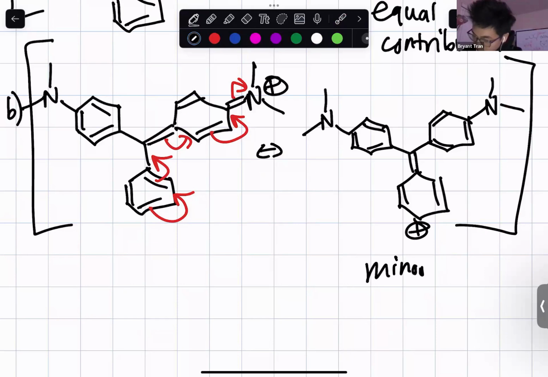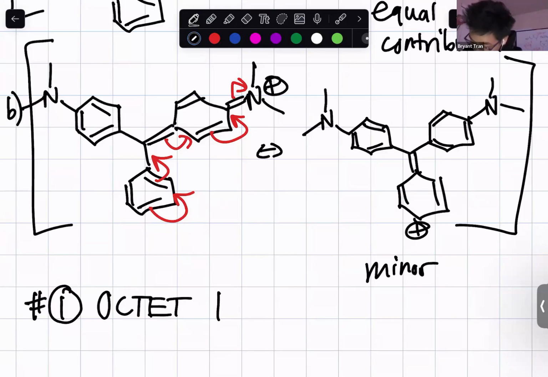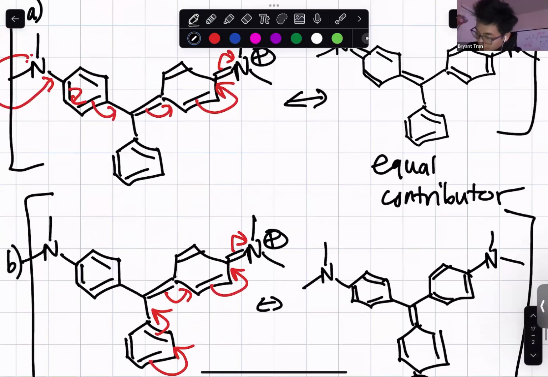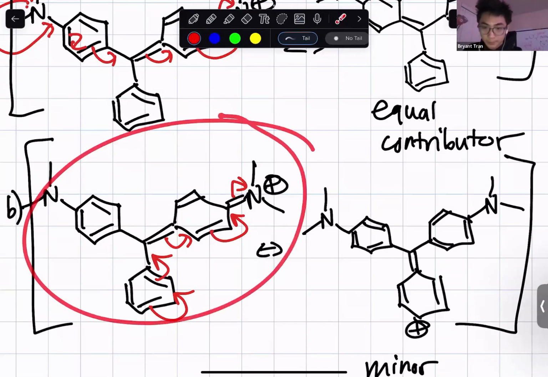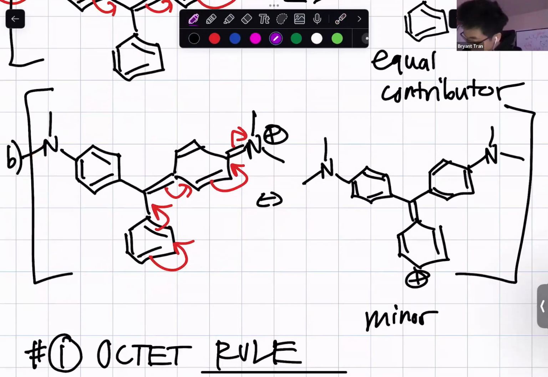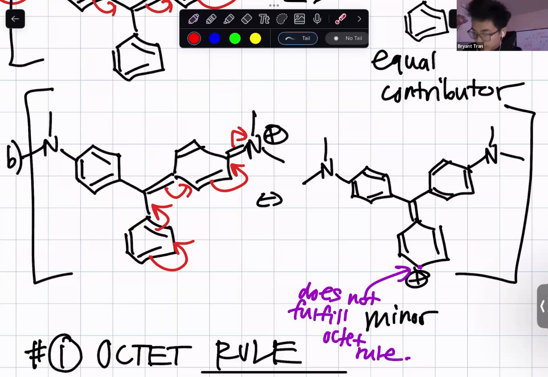This is the minor resonance contributor, because the most important factor that determines resonance contributor stability is the octet rule. Every single atom has to fulfill the octet rule, right? Every single atom here in the structure fulfills the octet rule. But if we look at this minor resonance contributor right here, that carbon does not fulfill the octet rule, right? Even though the positive charge is on a less electronegative atom, carbon, this carbon here does not fulfill the octet rule, so this is considered the minor resonance contributor right there.